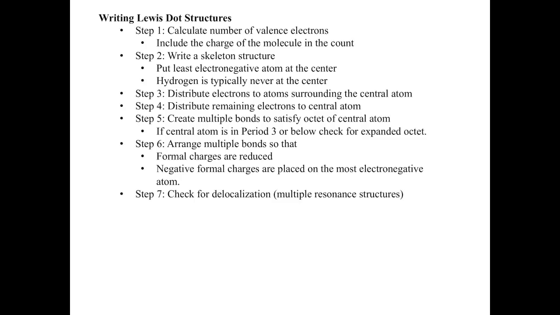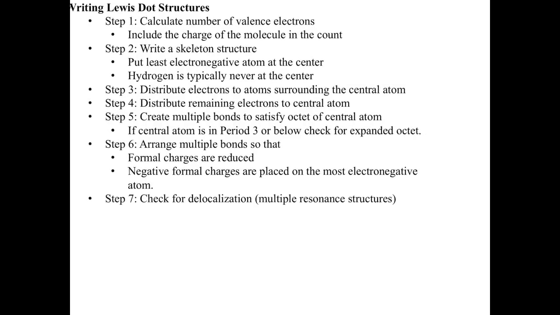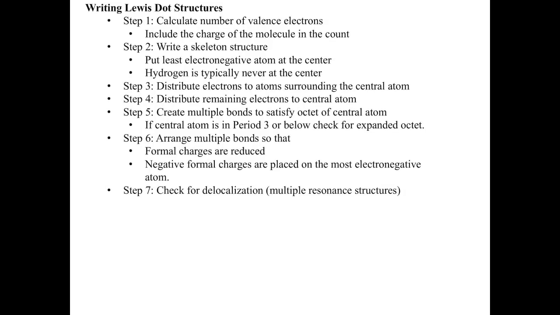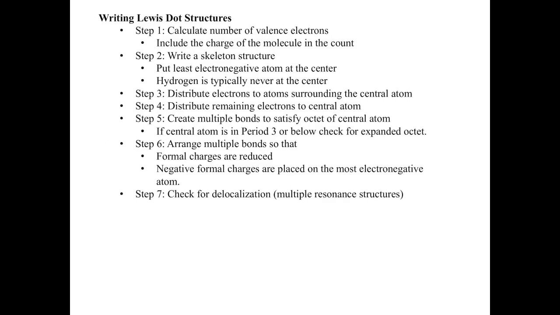They're going to tend to want to be on the outside, and they're going to pull electron density away from the central atom. Now, one caveat to this is hydrogen is typically never at the center. And the reason in this case is because hydrogen can only have 2 valence electrons. So it's unlikely that other atoms will be able to steal enough electrons from hydrogen to form a complex structure around it.